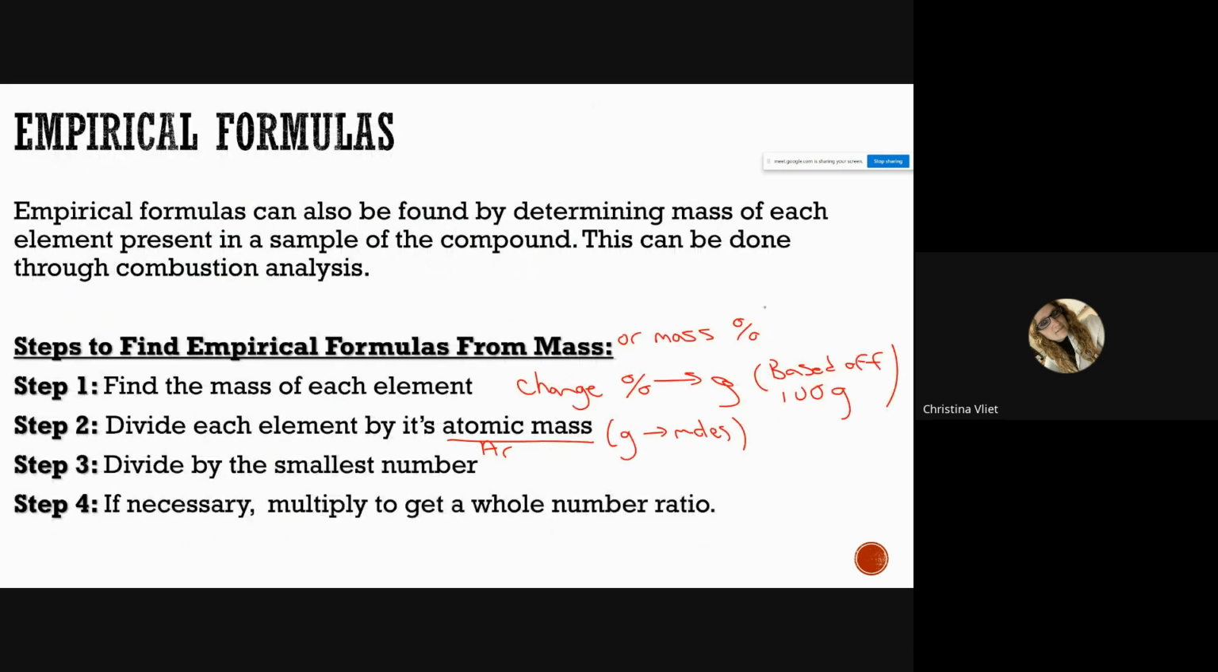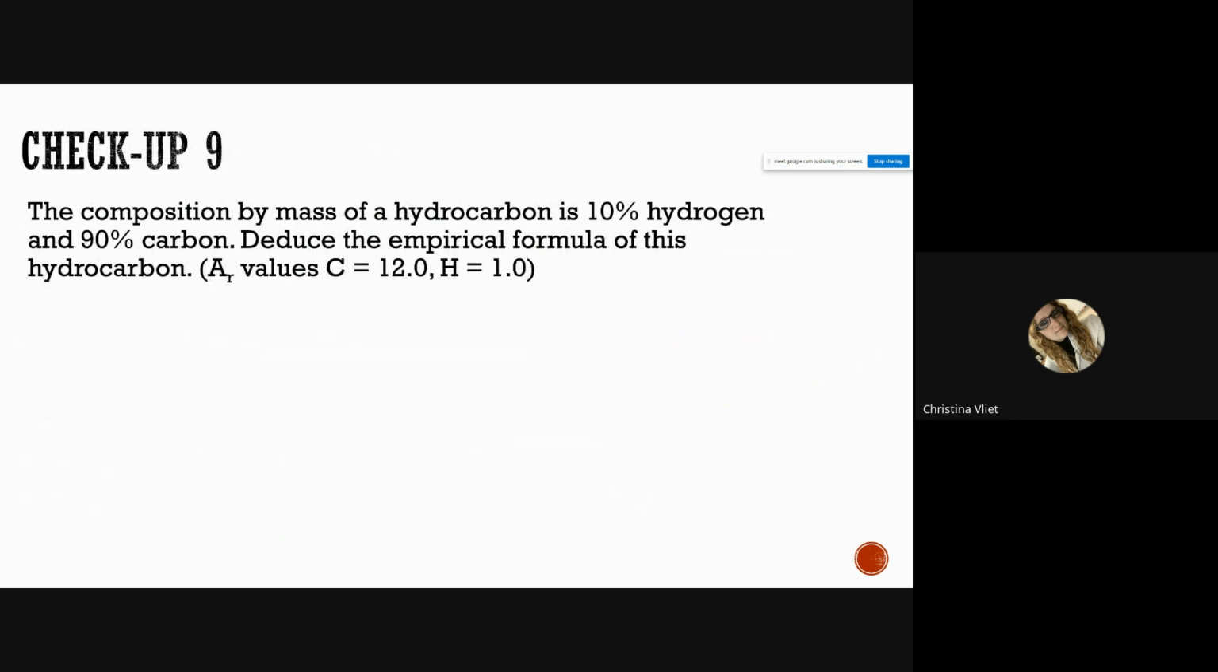Let's take a look at a question from the textbook first before we look at any Cambridge questions. The composition by mass of a hydrocarbon is 10% hydrogen and 90% carbon. Deduce the empirical formula. So in this first question, I'm going to go step by step.